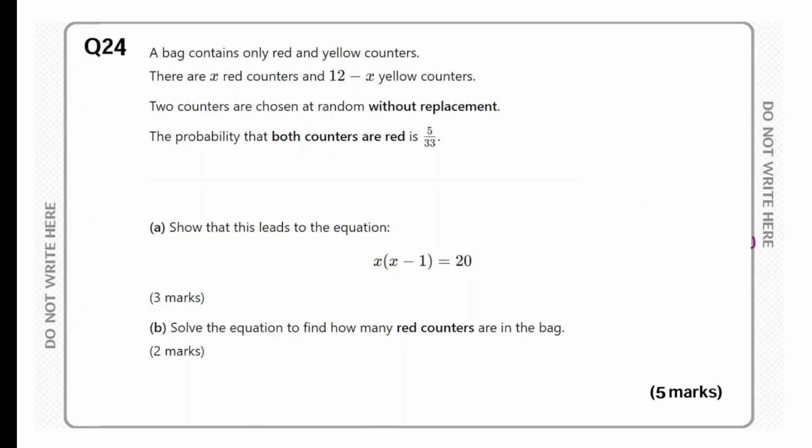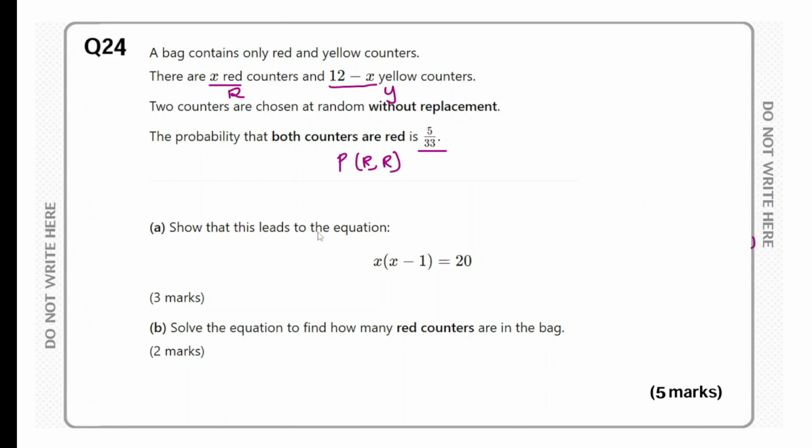Question number 24, probability. Pause the video and try this one. A bag contains only red and yellow counters. There are x red counters and 12 take away x yellow counters. So we know altogether there are 12 counters. That's why it's 12 minus x for yellow. Two counters are chosen at random with no replacement. The probability that both counters are red is 5 over 33. So that is the probability of red followed by red.